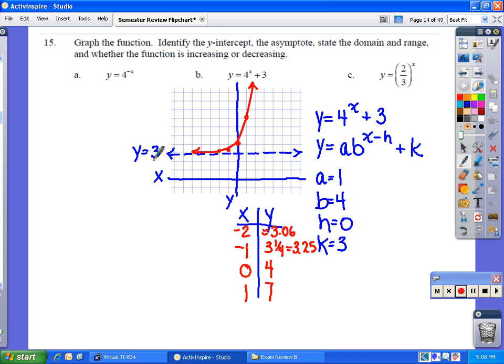We are also asked to find the y-intercept, which is here at 0, 4. So there's our intercept. Here's our asymptote. Now we're going to talk a little bit about domain and range.